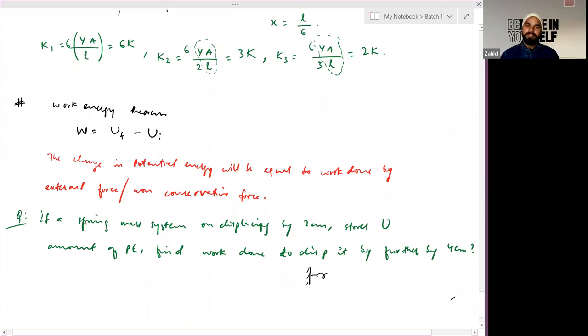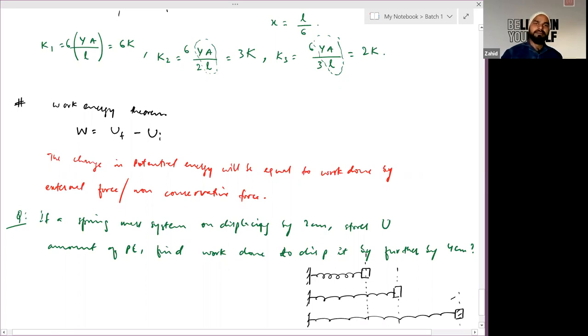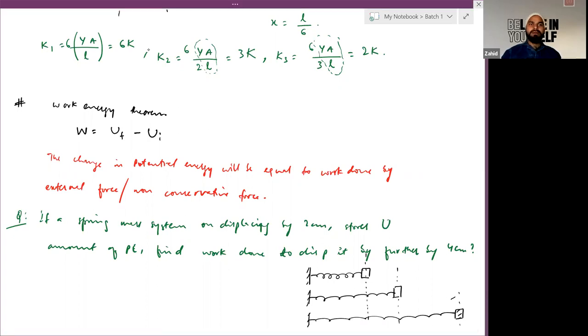Let's say a spring mass system is initially at this point. This will be termed as the mean position. On displacing the spring by 2 centimeter, let's say to this point, the stored potential energy is U. So find the work done to displace it further by 4 centimeter. Try to solve.